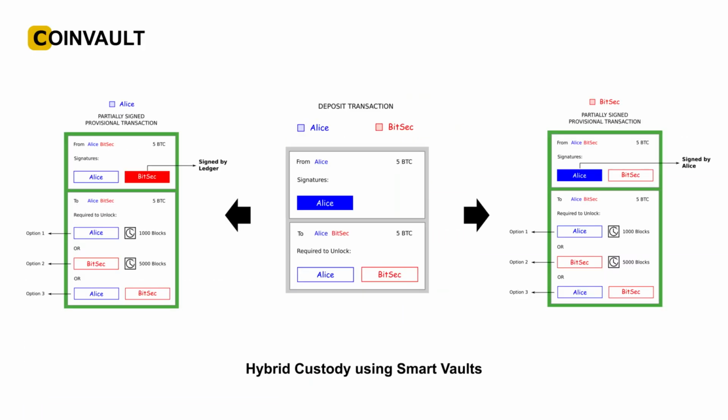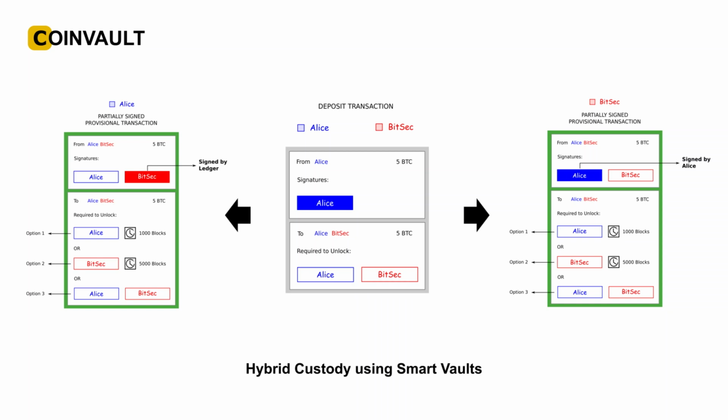Now the Bitcoin is in joint custody, and everything else is managed using the partially signed provisional transactions, in Alice's and BitSec's possession. As discussed previously, the deposit transaction locks the said Bitcoin in a multi-sig address that requires both Alice's and BitSec's private keys to unlock, thereby enabling joint custody. And the rest of the magic happens through the partially signed provisional transactions, in possession of Alice and BitSec, after the initial setup process.